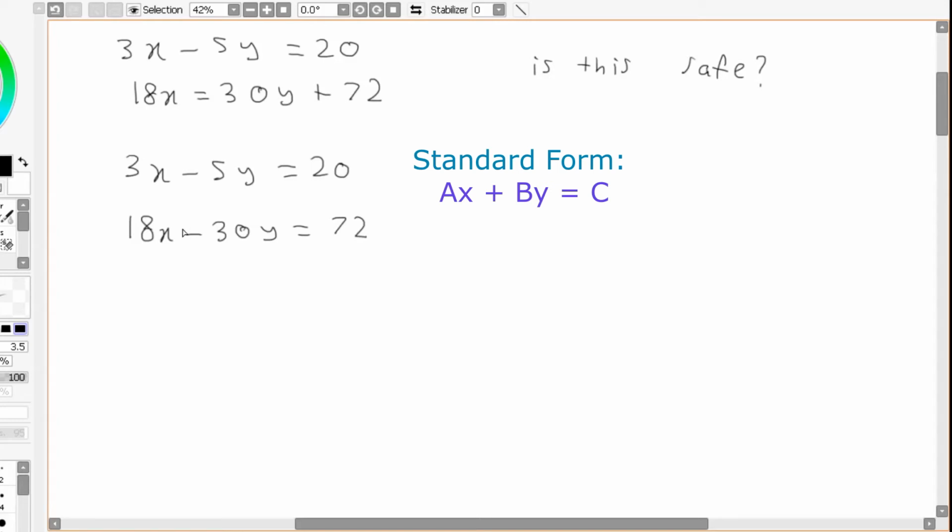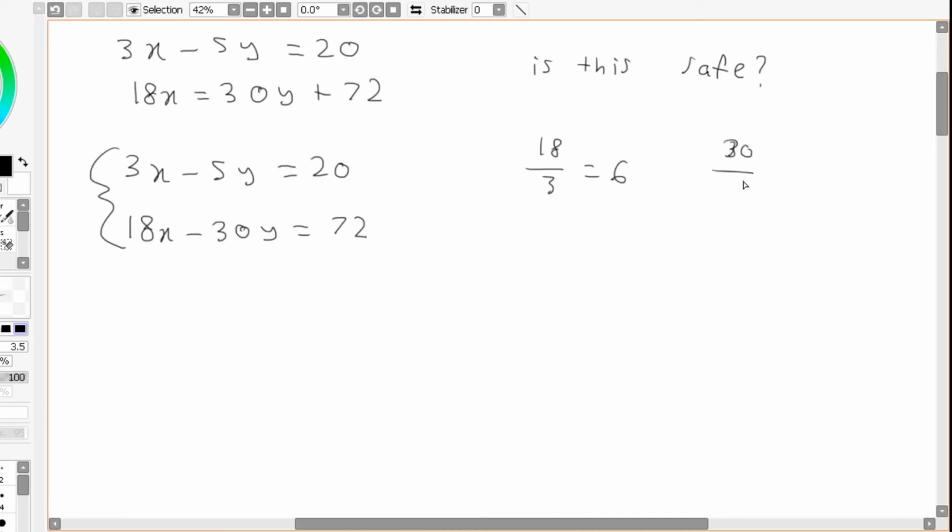And now we can check if the coefficients are multiples of each other. Either you can see it right away or you can try it out. To test this, you would do 18 divided by 3, which is 6, and then 30 divided by 5, which is also 6. So this is times 6 and this is times 6, which means that the coefficients are multiples.